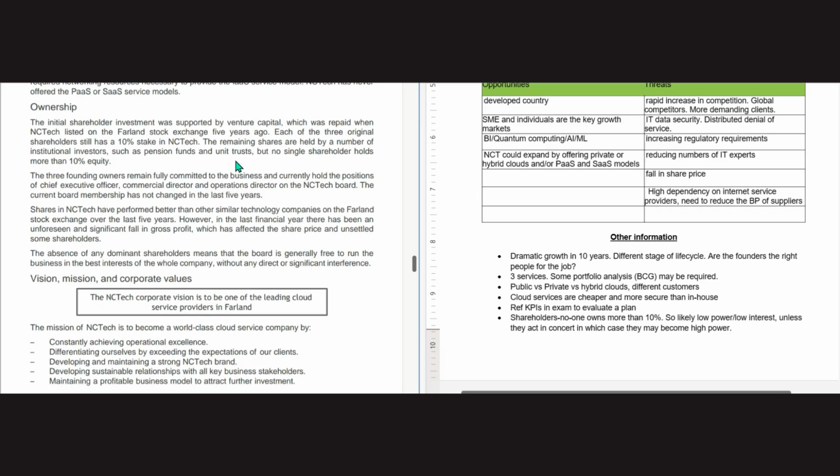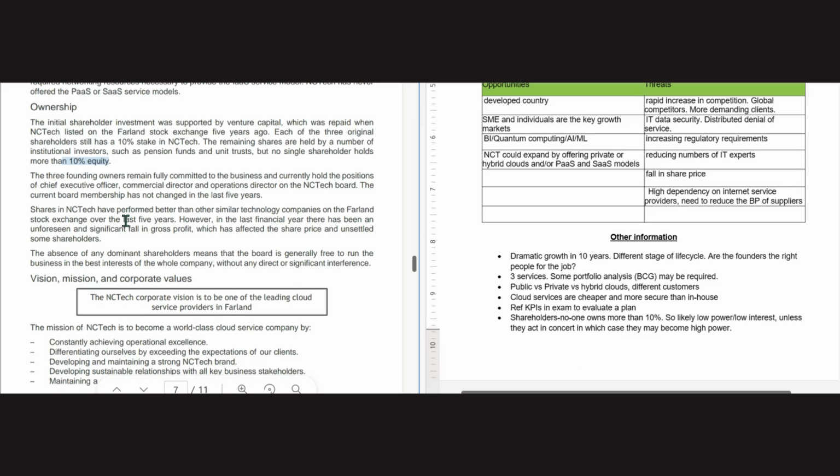The original shareholders still have a 10% stake each. So that's 30% of the shares are owned by them. And then there are other institutional investors, but no one owns more than 10% of the equity. Which means, of course, and I put this in the other information, that it's likely these external shareholders are going to have low power and low interest, unless they, of course, act together, in which case they may become high power. Right, then there's a bit of repetition, remain fully committed to the business, and so on.